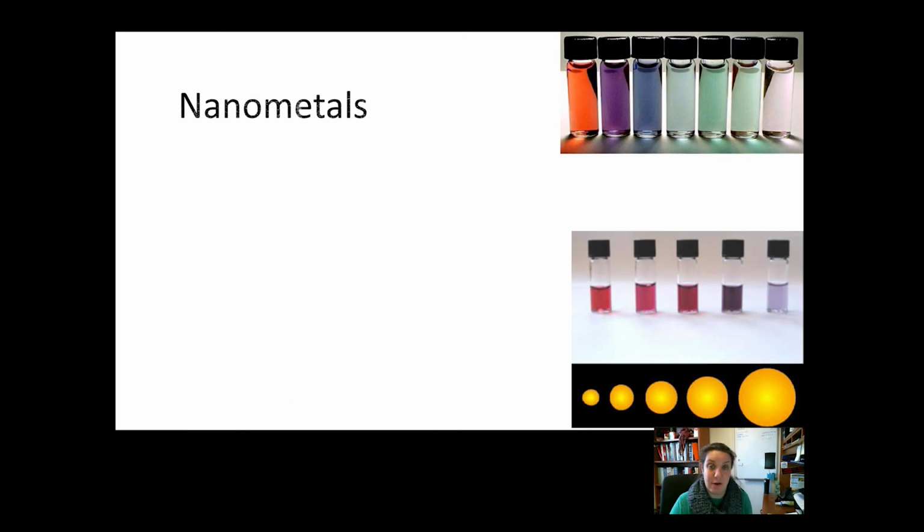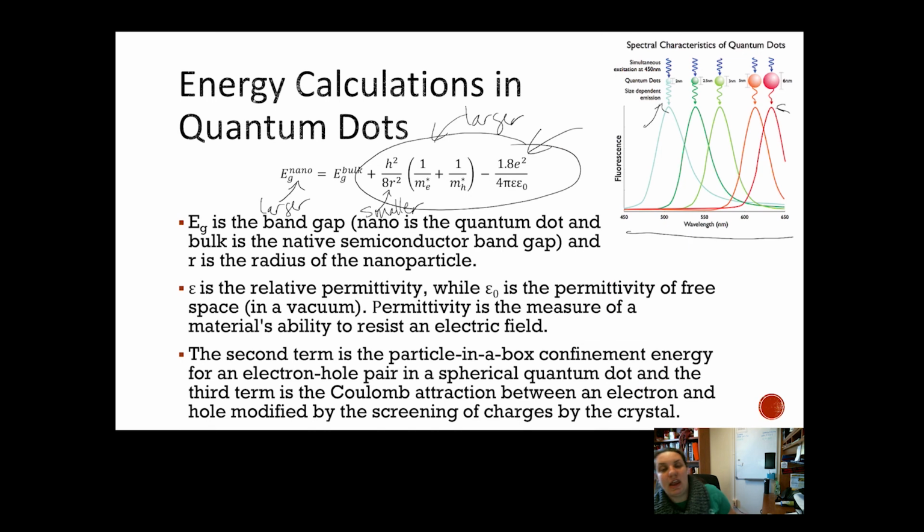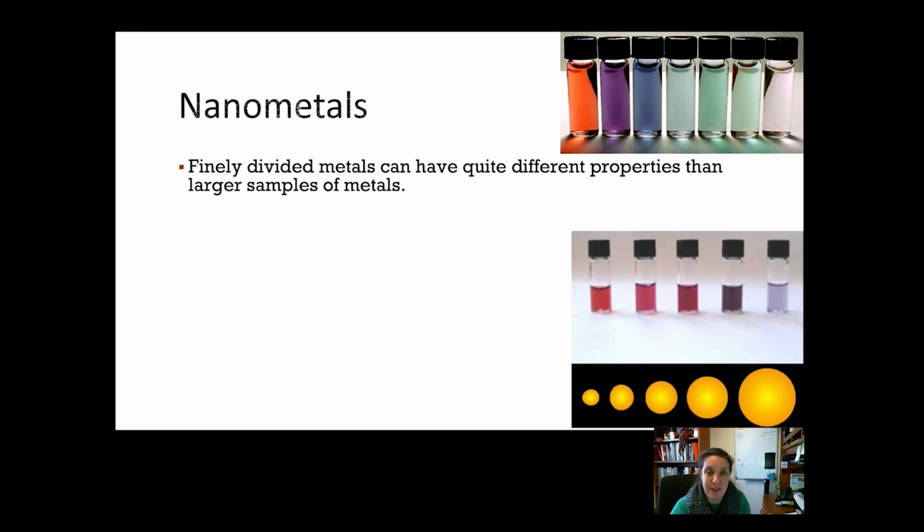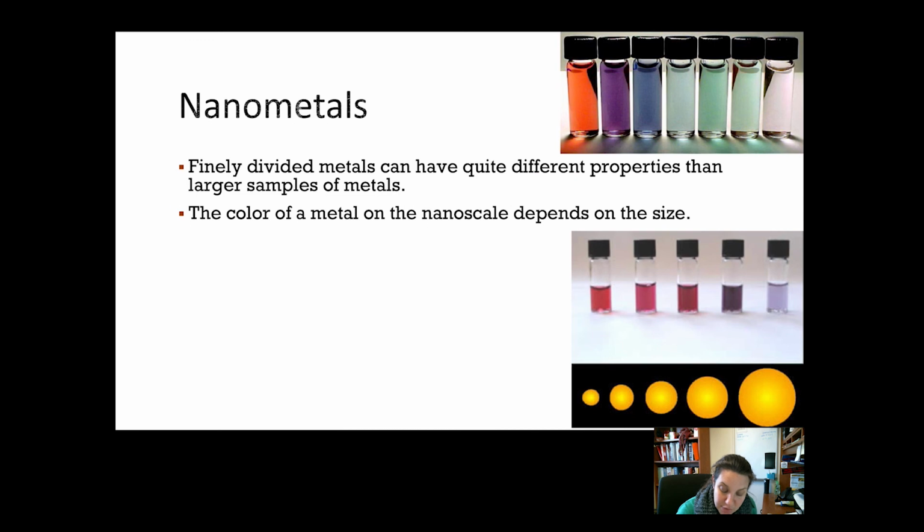Okay, we have our nanometals. Here we're taking metals and dividing them into smaller sizes. What happens as we do that is the color of that material becomes dependent on the size. Over here we see gold from 5 to 90 nanometers.